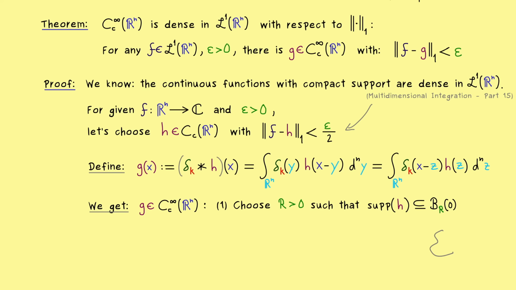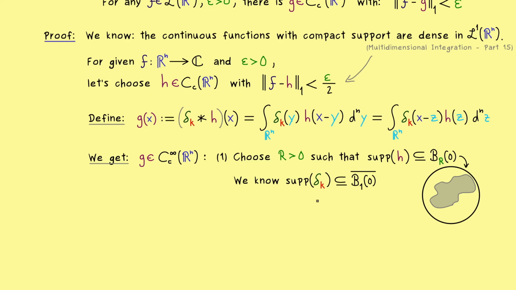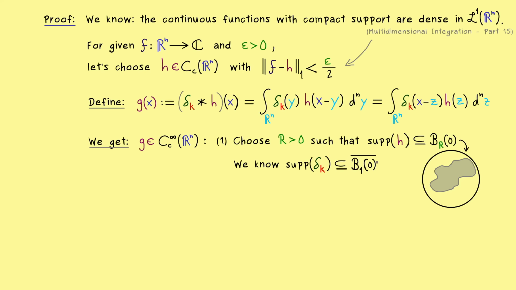So in the picture you would have the support of h here, and now we can take the open ball around it. Hence, outside of this open ball, the function h is definitely equal to 0. Moreover, we also know that the support of the other function that is involved in the convolution lies in a ball, namely the support of delta k lies in the ball with radius 1. Indeed, if we choose 1 as the radius, we know that this claim holds for every k. Please don't forget, if we increase k, the support gets smaller, but they all lie in the ball with radius 1 if we close it.